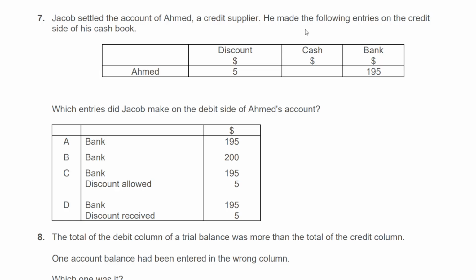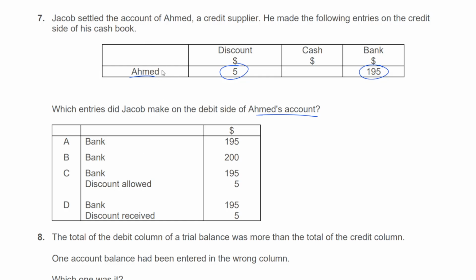Okay. He made the following entries on the credit side of his cash book. So, okay, Jacob recorded this. He paid 195 out of his bank account, and there was some discount when he paid Ahmed. Which entries did Jacob make on the debit side of Ahmed's account? Well, okay, so he will record double entry with the bank and double entry with the discount.